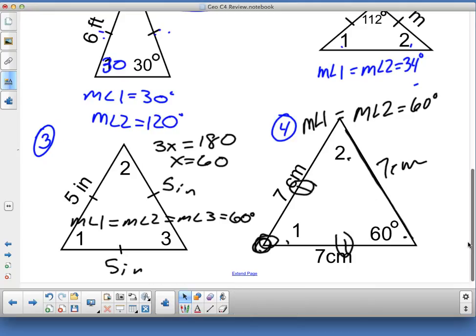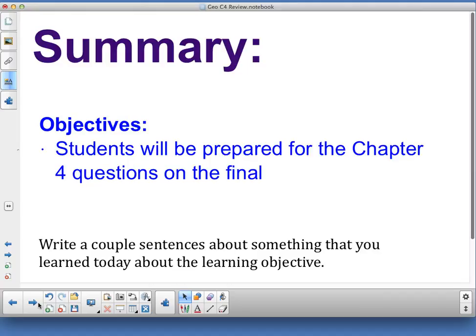Okay, awesome. Now, that's notes for today. And y'all got a summary statement off the objective. Students, be prepared for the Chapter 4 questions on the final. So write a couple sentences about something that you learned today, about the learning objective, and then score yourself from 0 to 4.